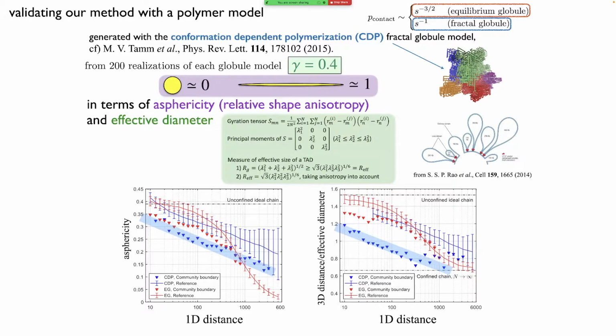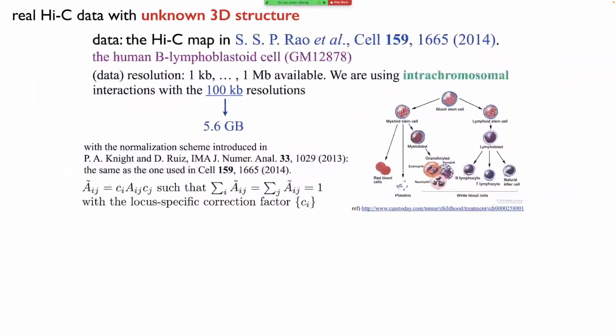And in addition to such a scaling behavior, we measure geometrical properties such as the asphericity or the relative shape anisotropy. So we can check the communities we detect here for the CDP model again systematically take more compact, or literally globular, structure.